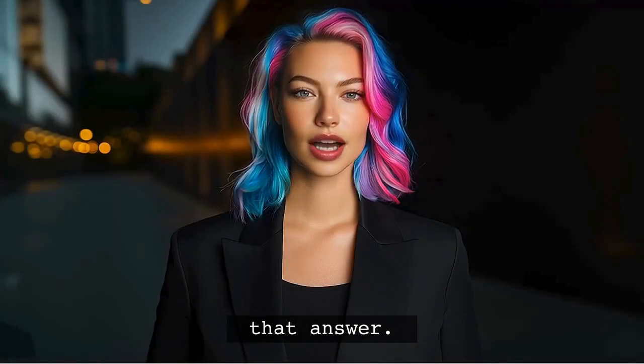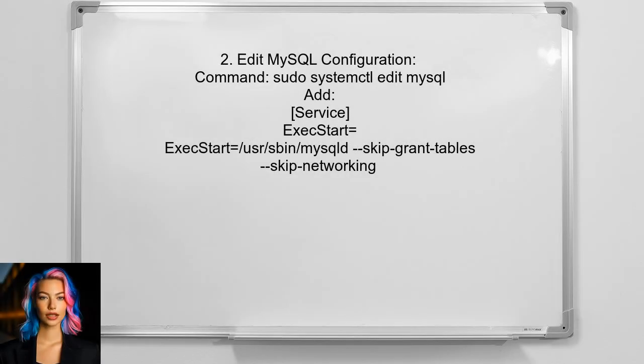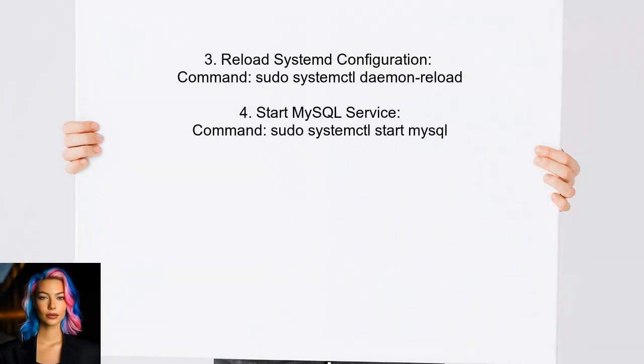That's all on that answer. Let's take a look at another one. An alternative approach to recover your MySQL password involves several steps. First, stop the MySQL service using the command sudo systemctl stop mysql. Next, edit the MySQL systemd configuration file to start the server without permission checking. Use the command sudo systemctl edit mysql and add 3 lines to the file. After that, reload the systemd configuration with sudo systemctl daemon-reload and then start the MySQL service again using sudo systemctl start mysql.